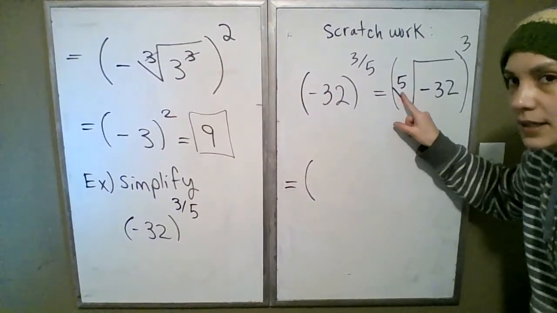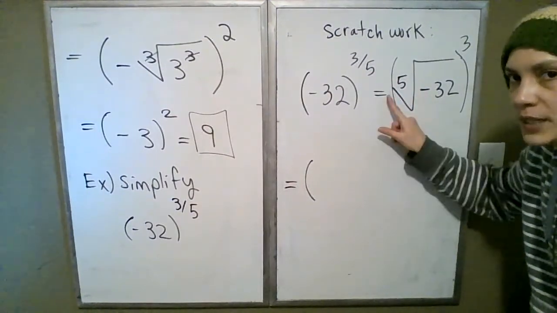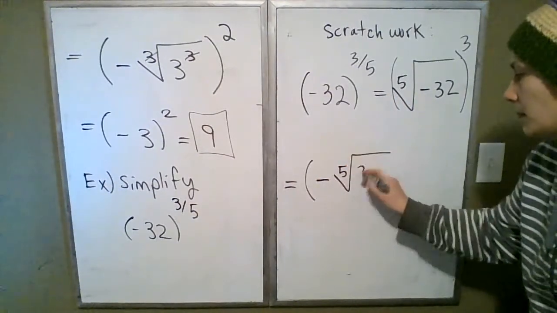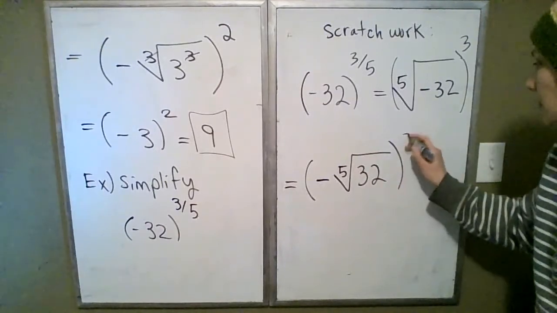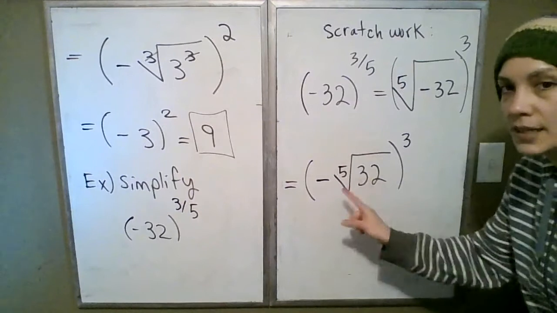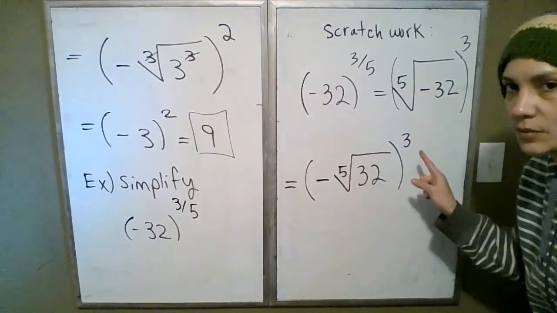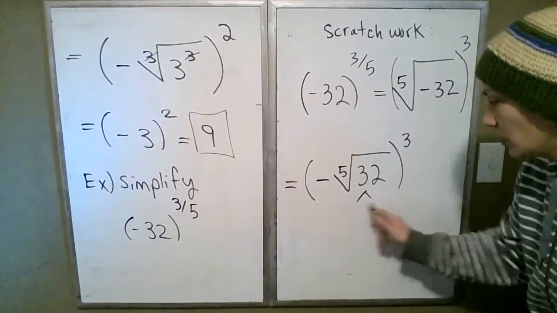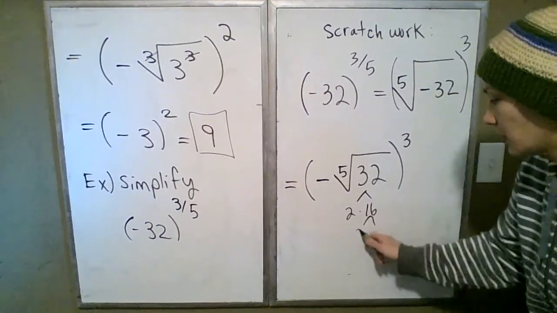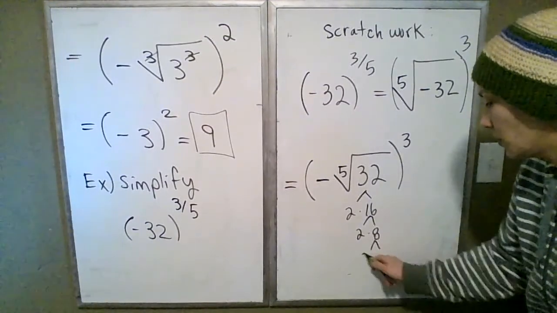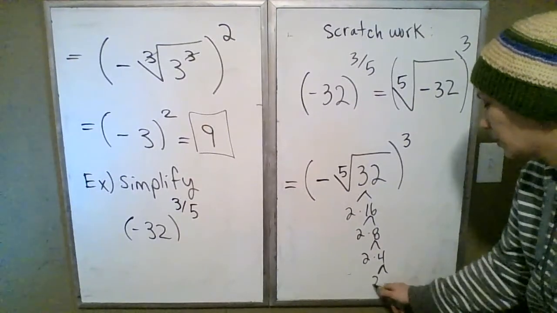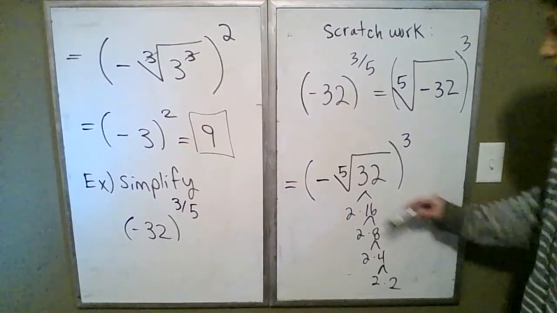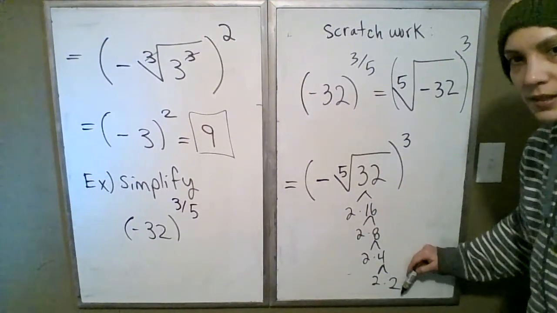If there is an odd root of a negative number, you just bring the negative out from under the root. So we have the negative 5th root of 32, and all of that is cubed. And then I would start to factor 32. 2 times 16. 16 is 2 times 8. 8 is 2 times 4. 4 is 2 times 2. So you can write 32 as 2 to the 5th.